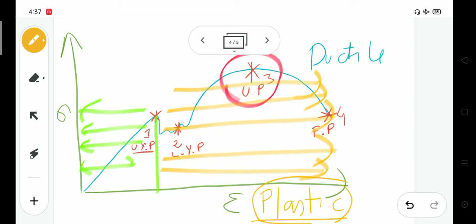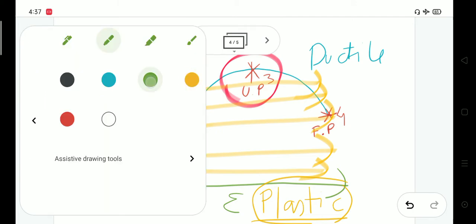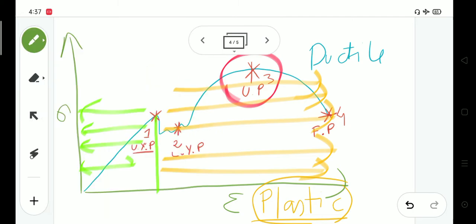Okay. And this zone is nothing but your elastic zone. That means if you apply a load or a force on a body in the elastic zone, the deformation can be retraceable. That means it could be brought back to the original state. But in the plastic zone, it is not possible.